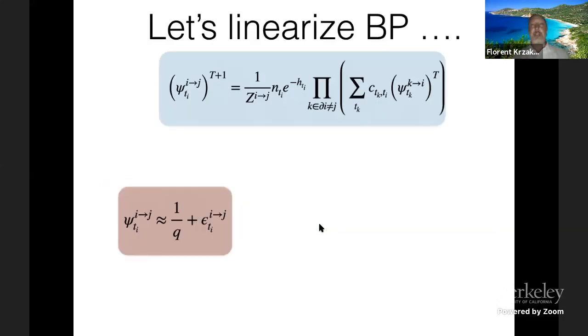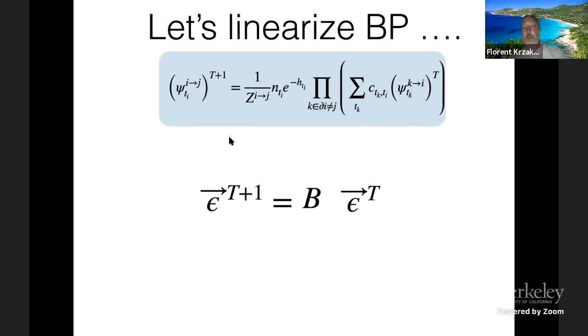Okay, one way to understand it is to realize that when BP fails, its marginals are basically 1 over Q everywhere for each color. So maybe a good way to work is to say, well, BP is a bit too complicated. So instead, let's linearize BP around the trivial fixed point and see what happens to the small perturbations. So we write all messages as 1 over Q plus epsilon, where epsilon is the small message, and then we can linearize the belief propagation recursion. Well, if you do so, this is what you obtain.